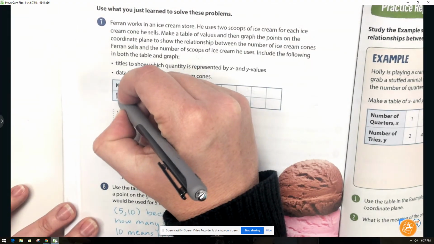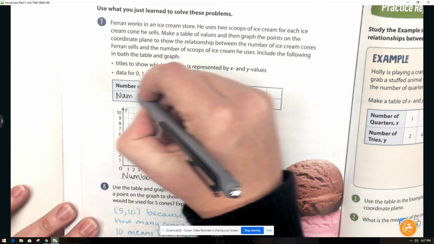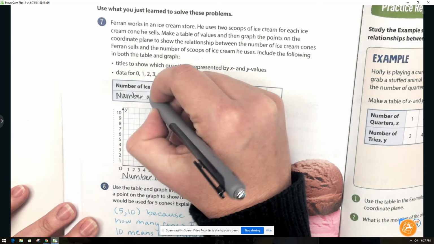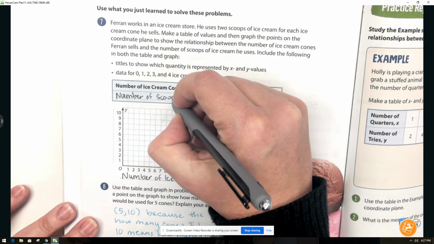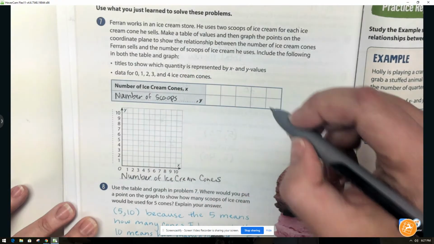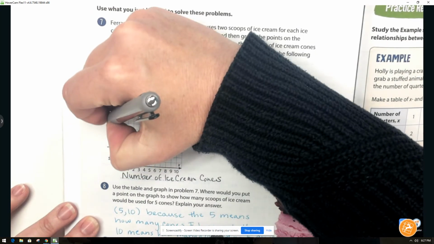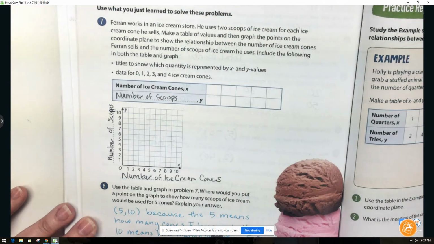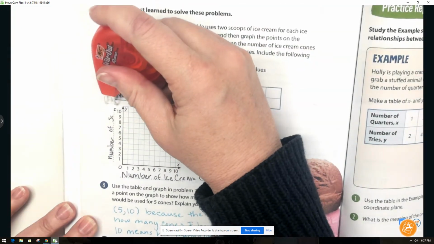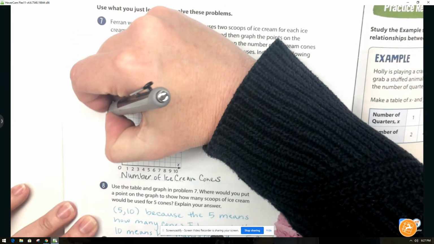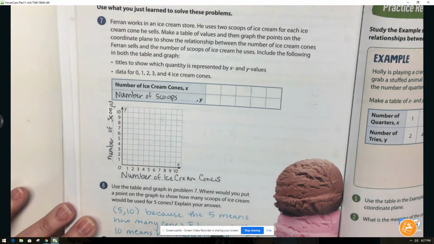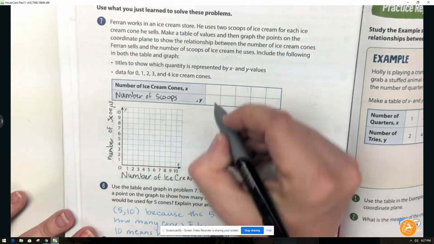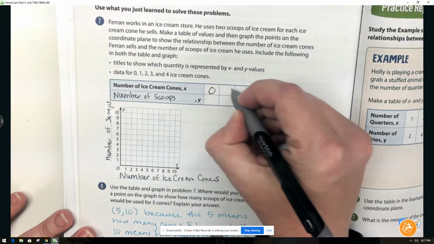Let's do it here. The number of scoops is going to be our y-axis. So we're going to put number of scoops. I can't spell scoops apparently. Let me fix that. All right, so number of S-C-O-O-P-S. There we go.